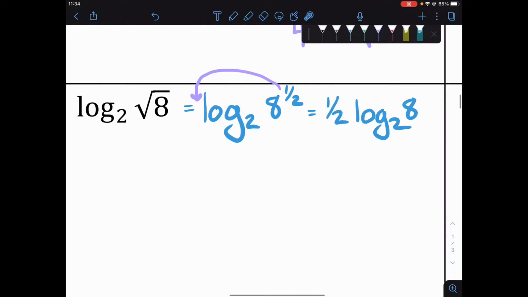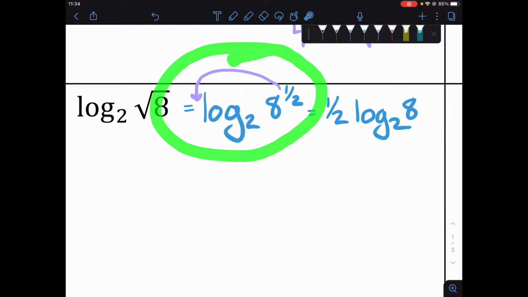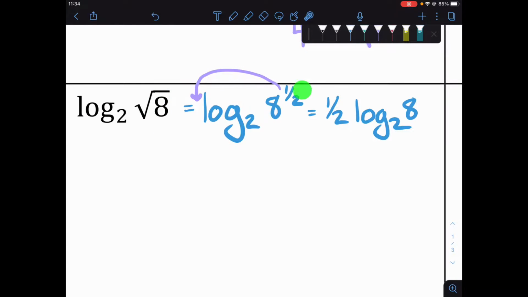This property is one of the most, I would say, important properties of logs for us, is we want to get rid of powers inside of logs, especially when it's something like this, right? Because a 1/2 multiplication is much easier to deal with than a square root.